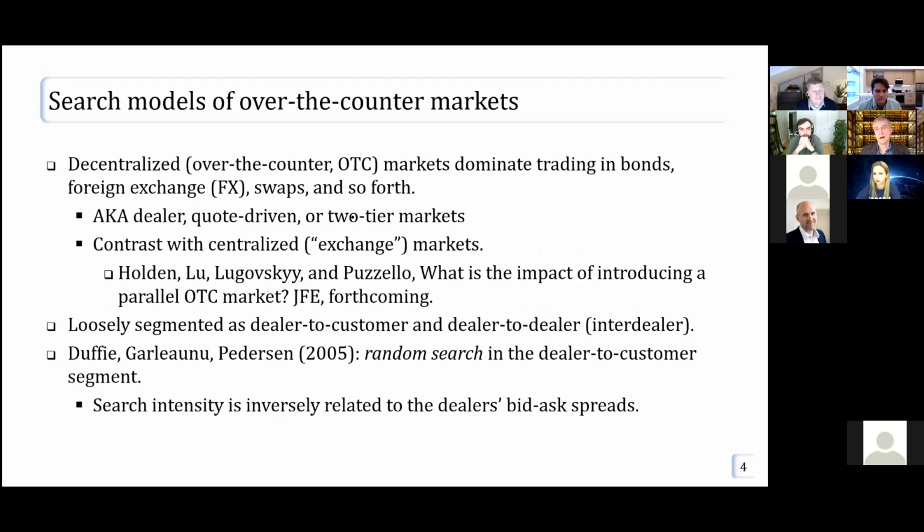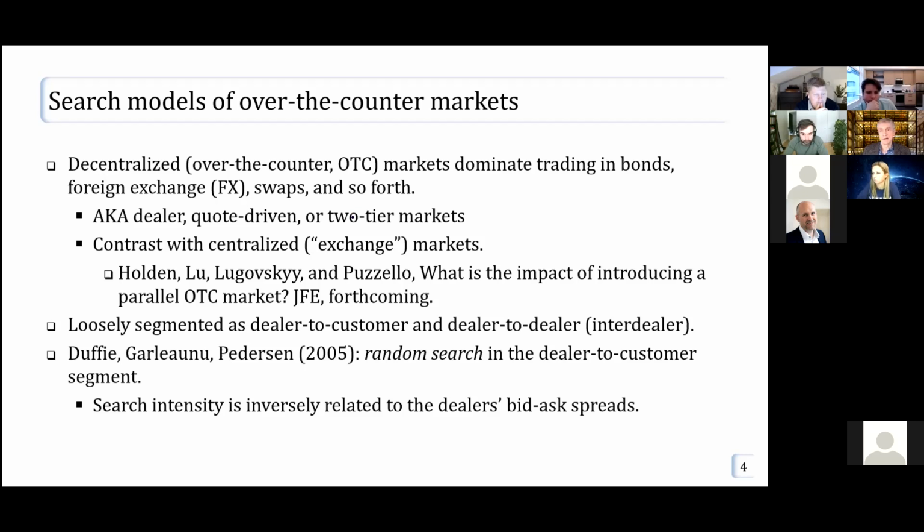Now, the economic background for all of this starts with a distinction between over-the-counter and exchange markets. The over-the-counter markets, like the FX market, are decentralized, also characterizing bonds, swaps, and similar. Also known as dealer or quote-driven two-tier markets, depending on the context. And the contrast is with the equities markets, the centralized exchange markets.